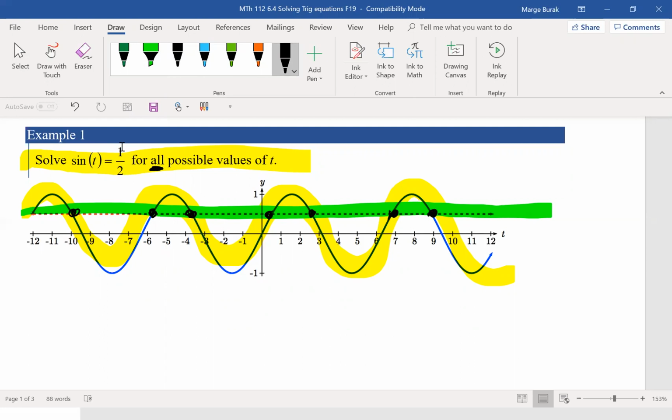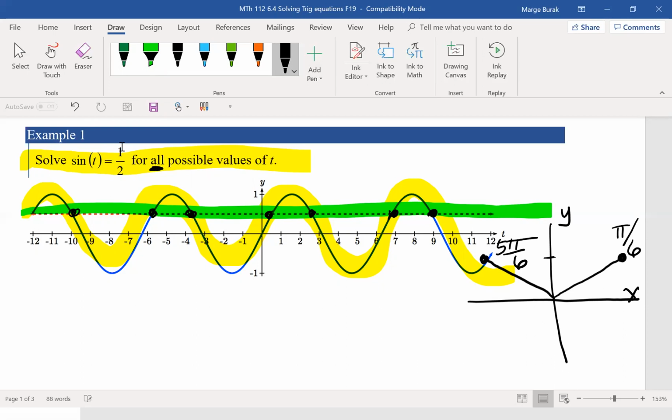Okay, well, if we want to get those values, we know that if we use our unit circle, if the sine is 1/2, that's the y value. So that's up 1/2. That means that we've got this value and this value. If you think about this as our unit circle now, the sine is 1/2 at pi over 6 and 5 pi over 6. Well, those are right here.